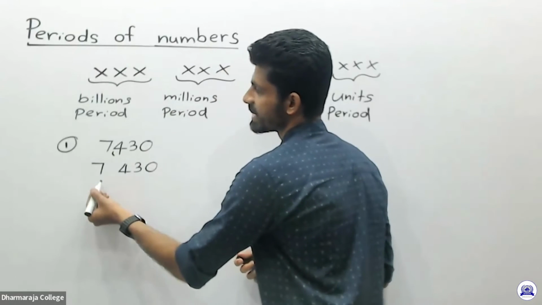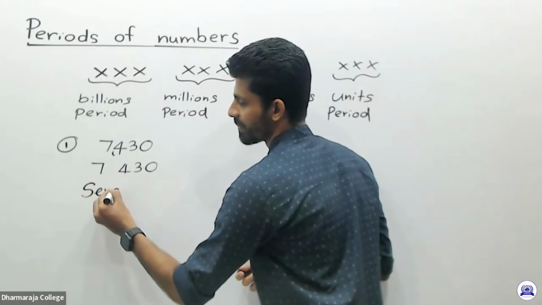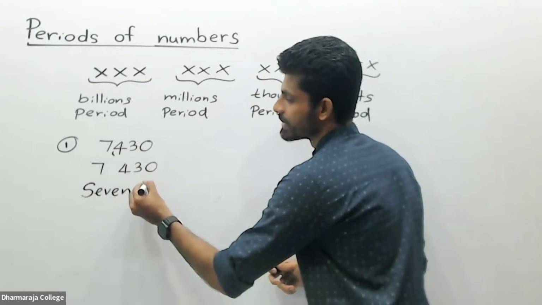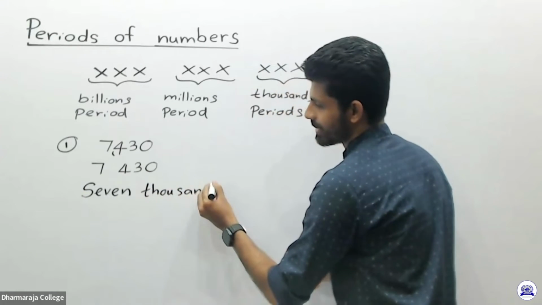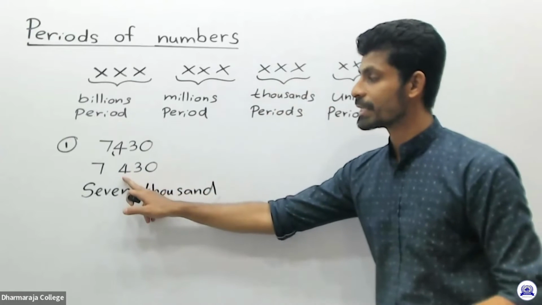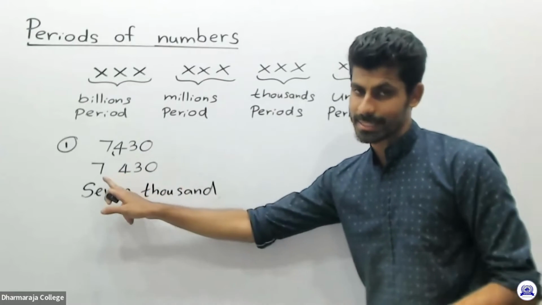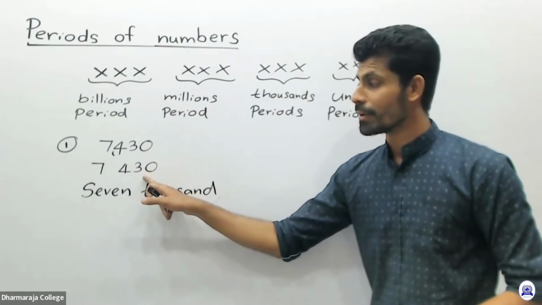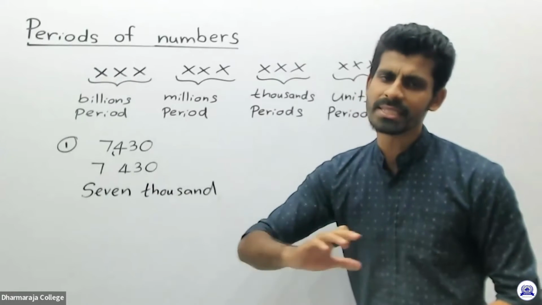That means 7,000. Units period, thousand period, no? 7,000. How to read this one? This is thousand period, no? Then we know there is no need to apply the units word for this one. This is units, so you can just read the number.